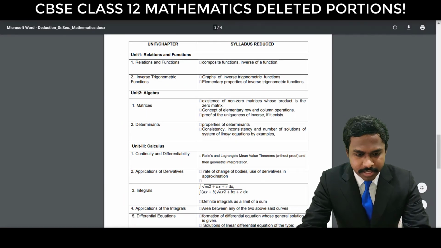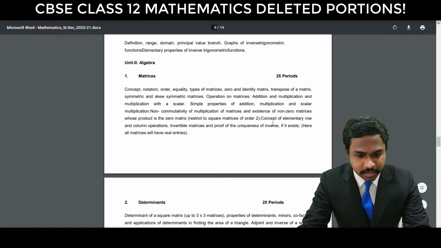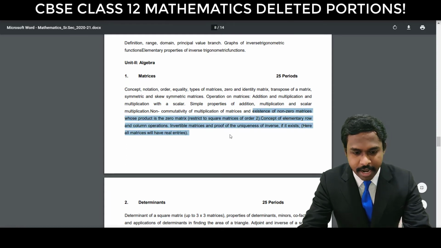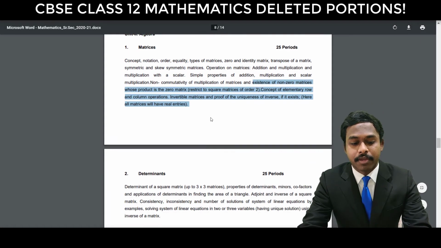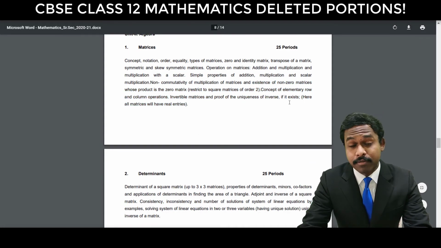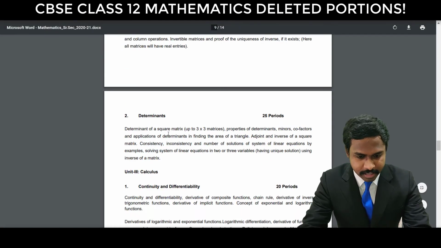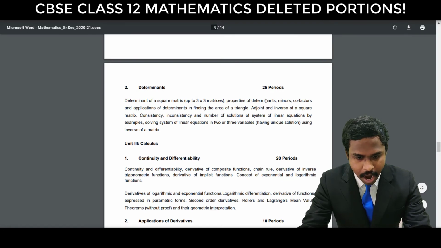And then comes matrices, and you have existence of non-zero matrices, concept of elementary row and column matrices. So this all comes here, concept of row and column matrices, and then existence of non-zero matrices. You don't have to study this particular syllabus. And then the next one is determinants, in which you have properties of determinants. You don't have to study from properties of determinants, okay? So accordingly, you just have to figure out how you can go forward and finish the remaining portion.